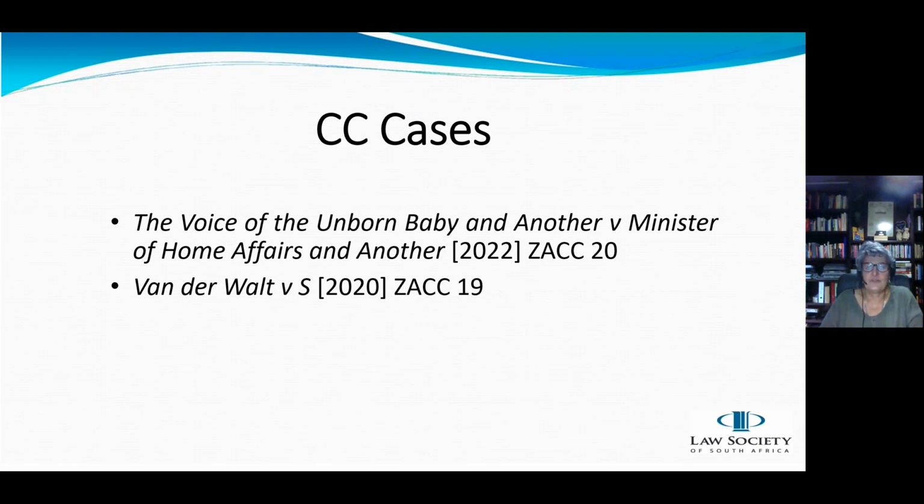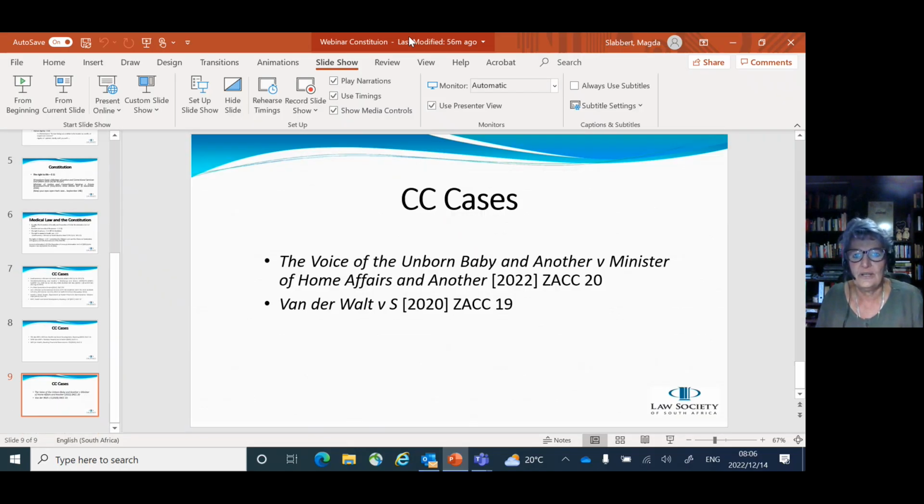And then there's another Constitutional Court case, which I will discuss when we discuss criminal liability of doctors. But just to have all the Constitutional Court cases together, I mentioned this now, Van der Walt versus the State. It's a criminal case that ended up in the Supreme Court of Appeal.